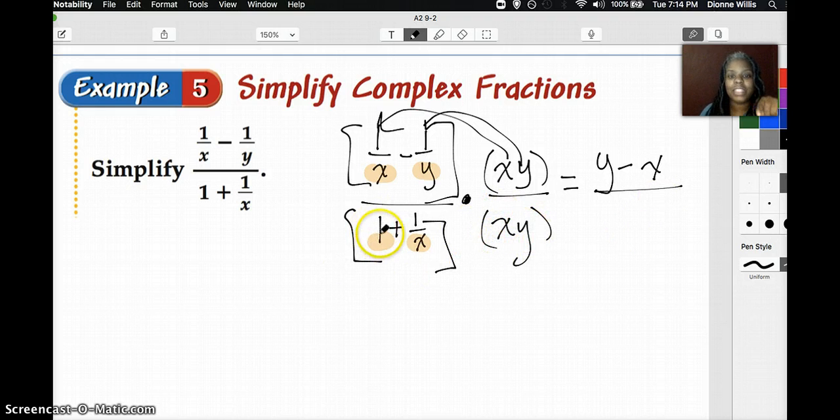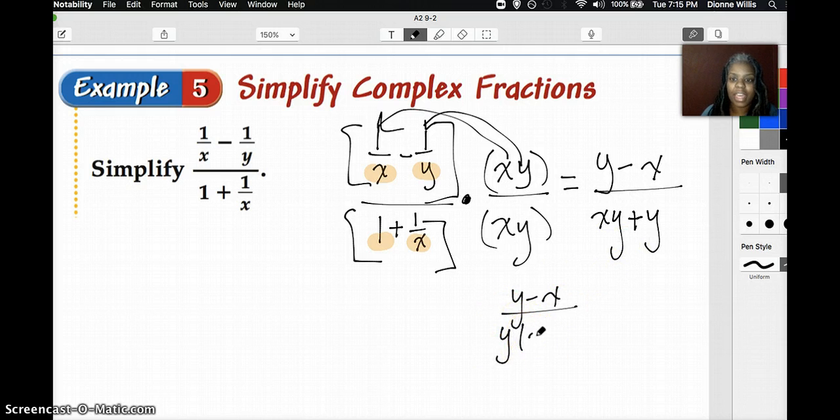X times y times 1 is going to leave me with xy, not too bad. And x times y times 1 over x, just like before, left me with plus y. And so this is a lot easier to deal with. At this point, I would try to factor out if I could. I can factor out a y in the denominator and then I get x plus 1. But unfortunately, none of these factors cancel, so I'm kind of left with this.